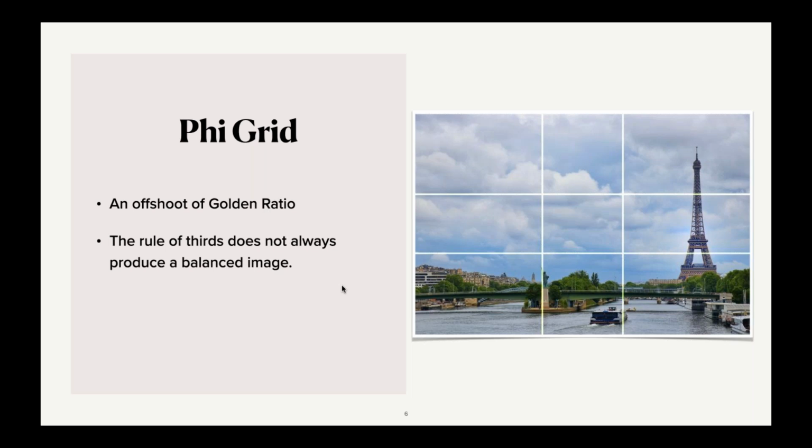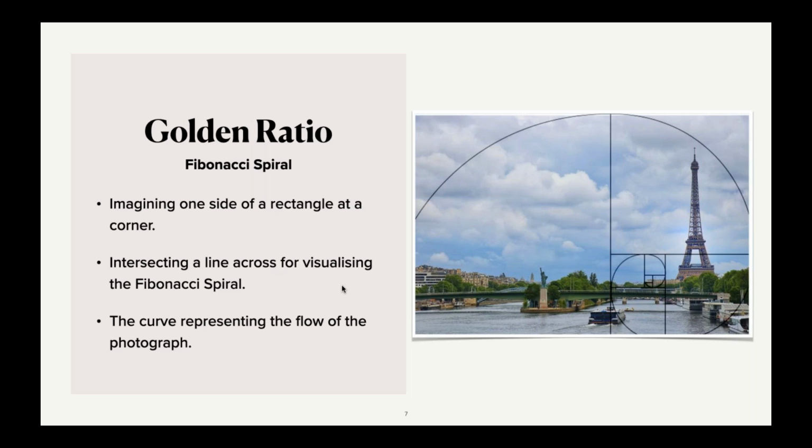So why not use the rule of thirds instead of the phi grid? Because the rule of thirds does not always produce a balanced image when you have more non-symmetric images. So you get confused on how to use the rule of thirds on those occasions. Okay, so the next topic.